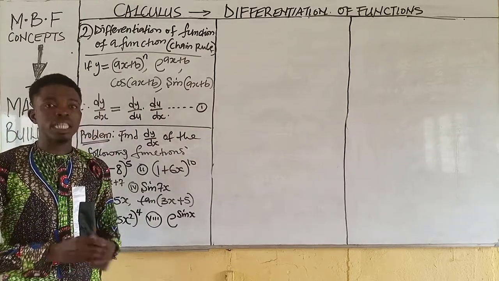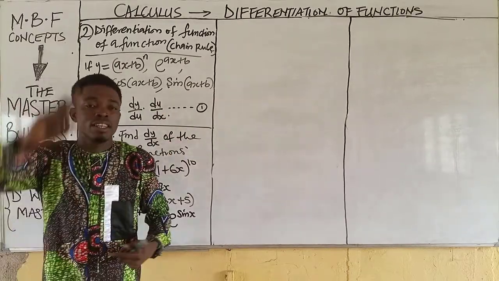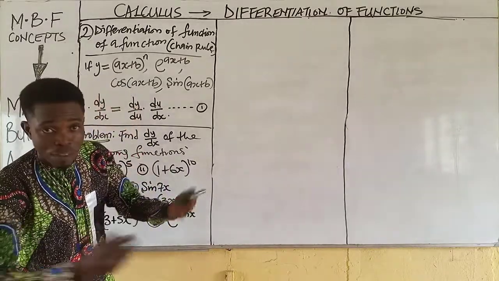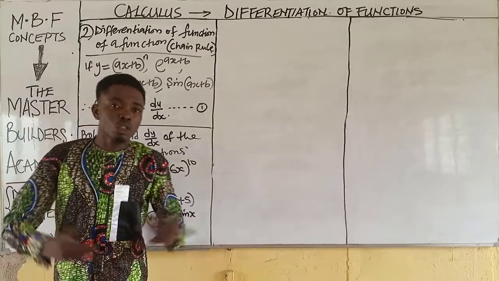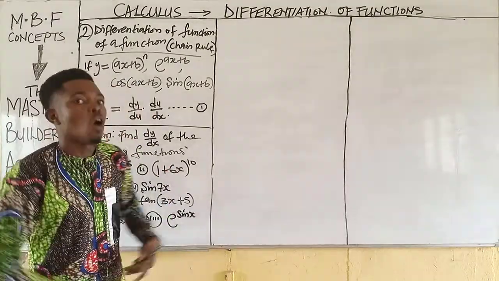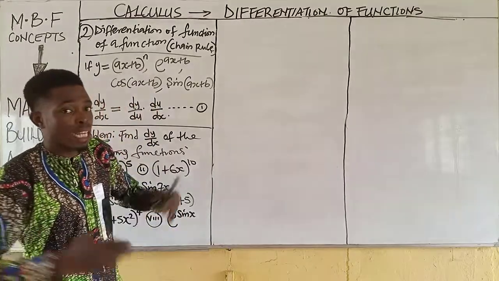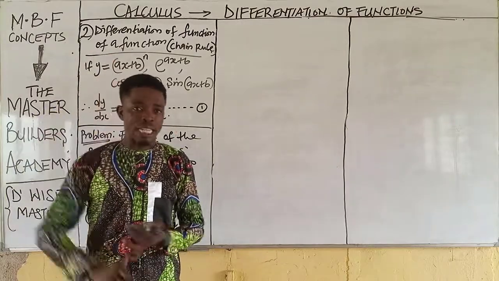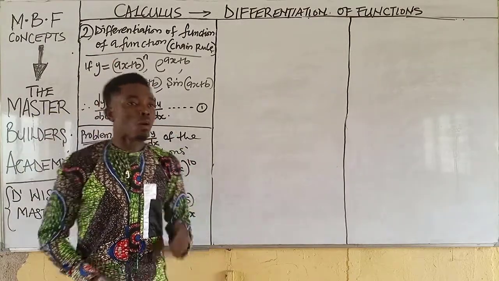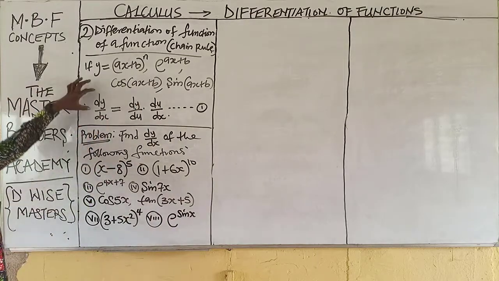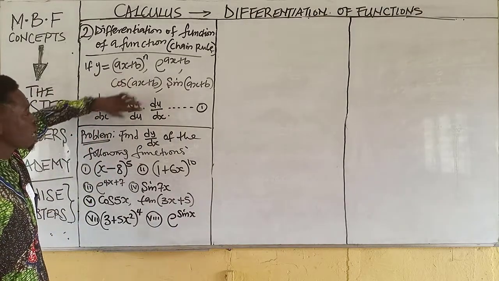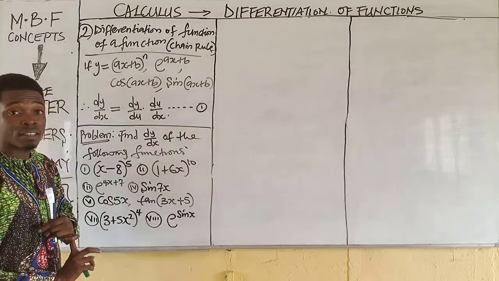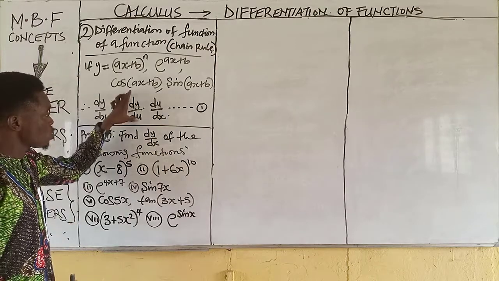Now, what is this form? In this form, you have a combination of either an exponential function and a polynomial function, or a trig function and a polynomial function, or a logarithmic function and a polynomial function, just a mix-up. But understand that only one function of x exists here. And when you are to solve a problem like this, the formula is that dy over dx is equal to dy over du multiplied by du over dx. This dot sign here means multiplication of these two derivatives.